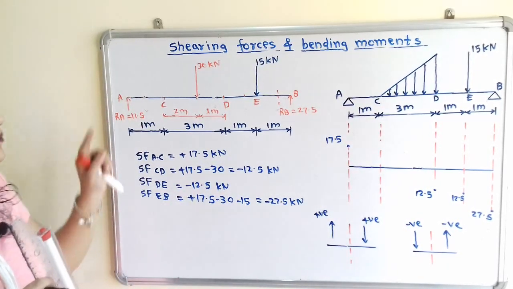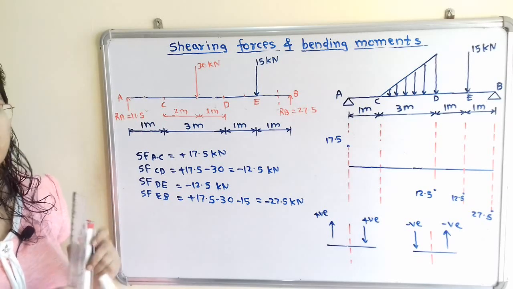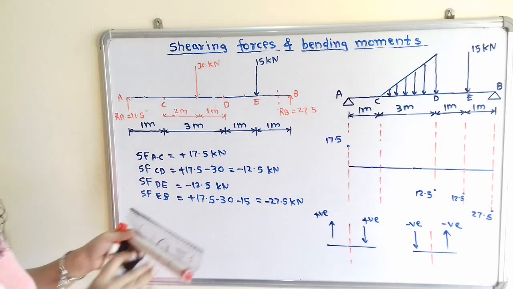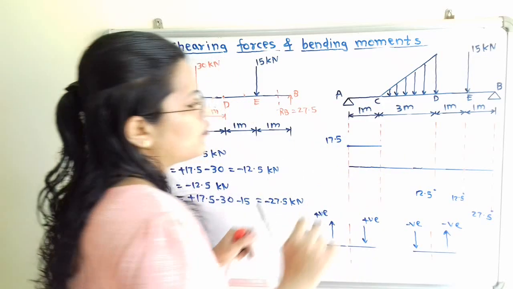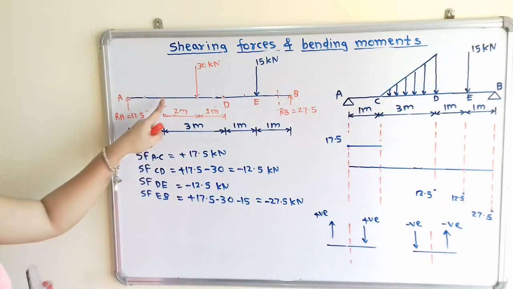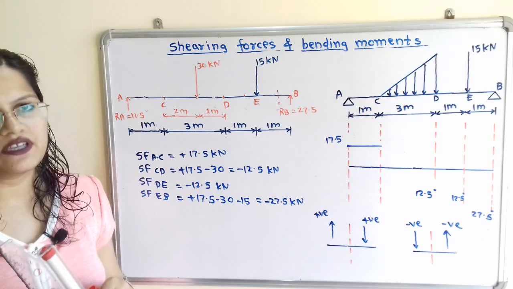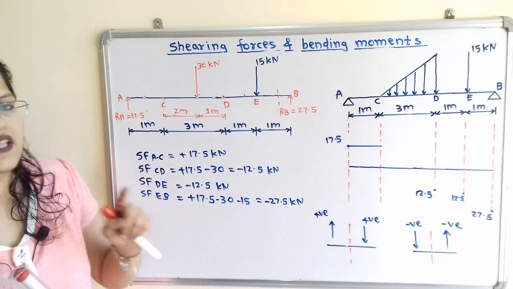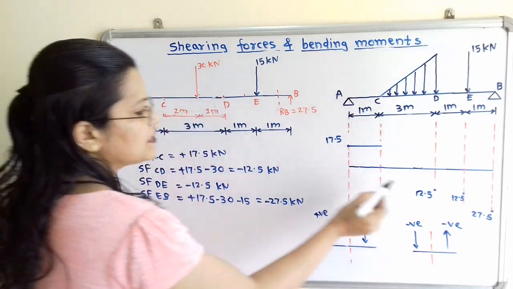So we have to observe in between section AC there is only point load. So for point load we have to show shear force with constant line. So in between section AC I will draw here one constant line. Now in between section CD uniformly varying load is given. So for uniformly varying load we have to show this with parabolic curve. So I will show in between this section C to D.